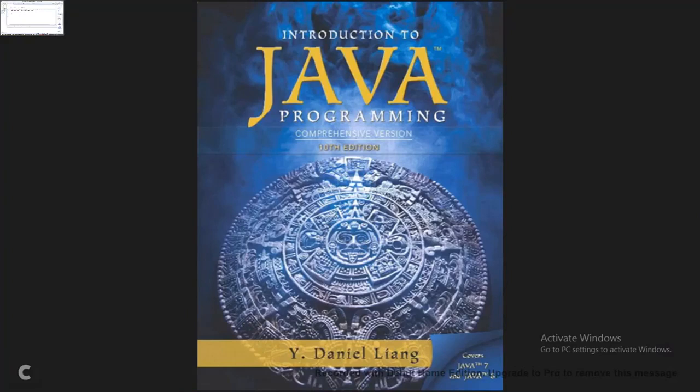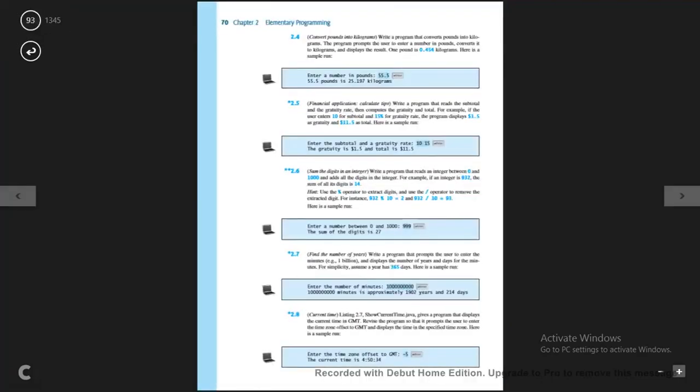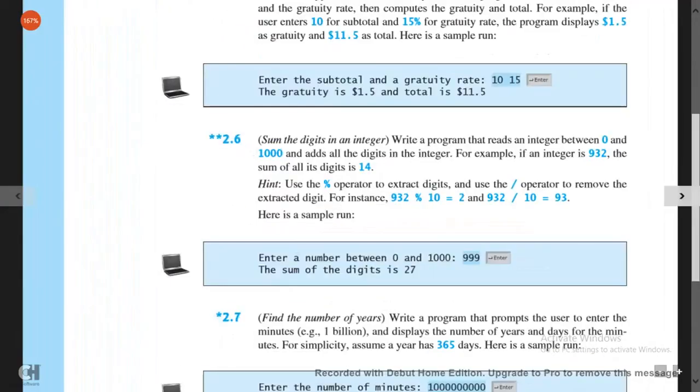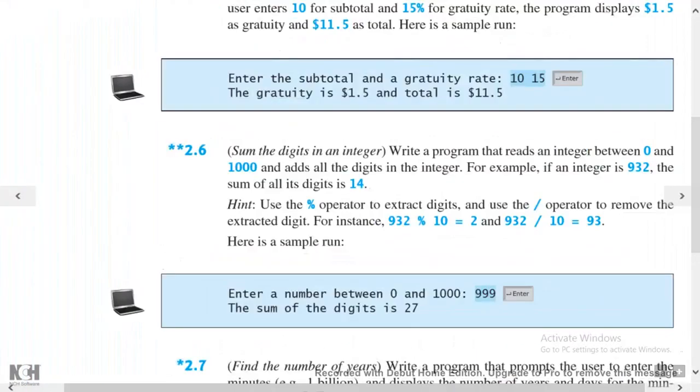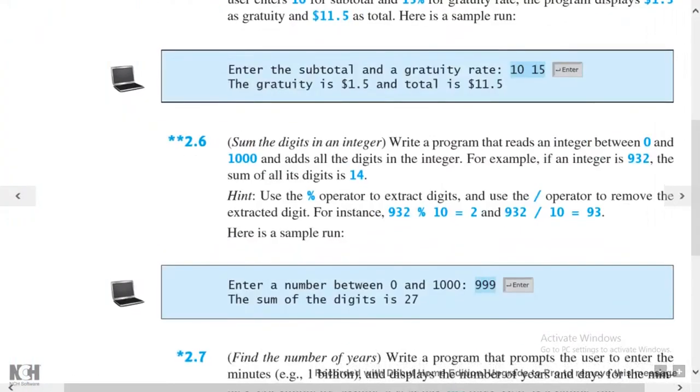But with that out of the way, let's get on to the question itself. It's actually on page 93. We're actually doing exercise 2.6. I hope everyone can see at this moment. Sum the digits in an integer. What we are required to do is to write a program that reads an integer between 0 and 1000 and then adds all the digits in the integer. For example, if an integer is 132, the sum of all digits is 14.